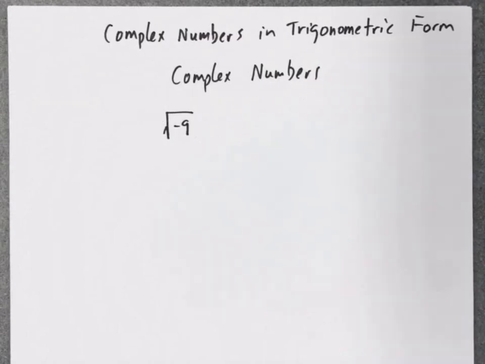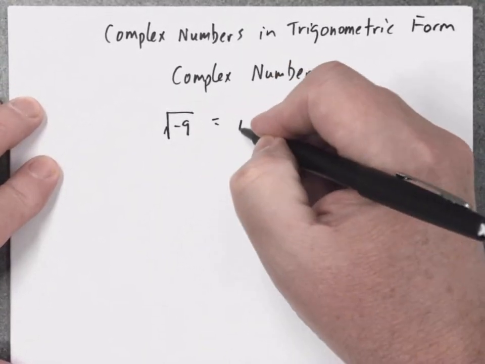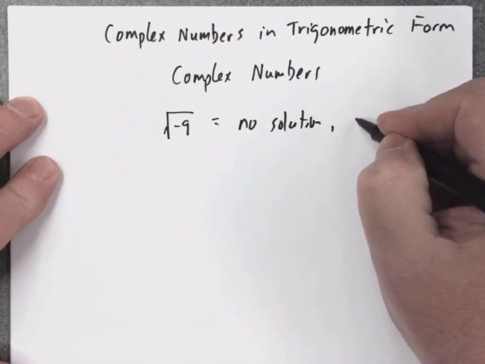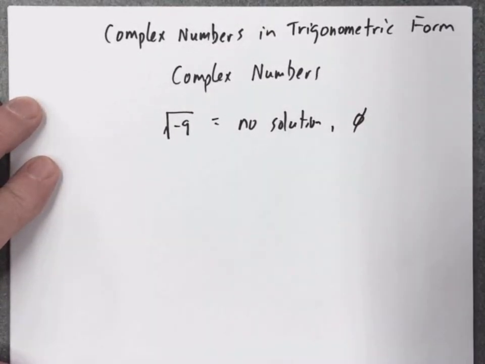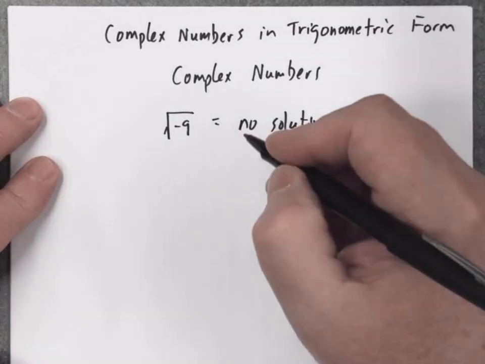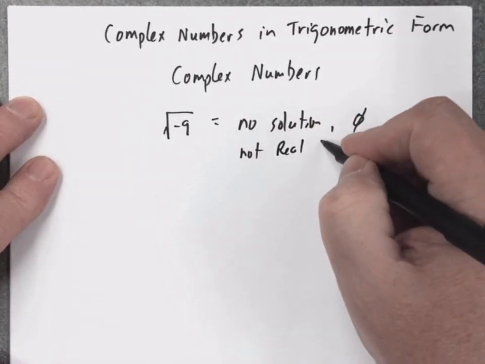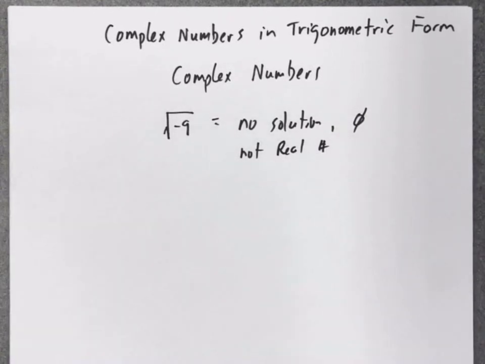A lot of times when you were in algebra class and you ended up with a negative under the square root, you would just say no solution. Sometimes you'd have this symbol, or you would say not a real number. And a lot of times you would just stop the problem.